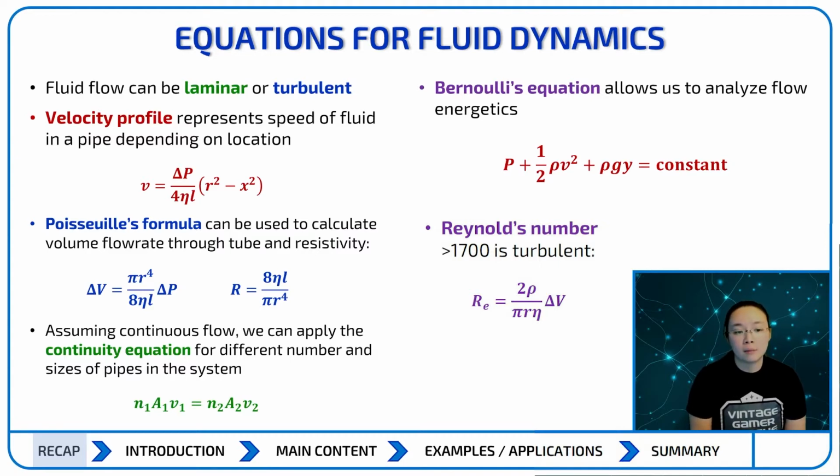And finally, we had the Reynolds number. It's very different from aerodynamics. It's not over 1,000, but anything over 1,700 means that your fluid flow is turbulent. Re is equal to 2 rho divided by pi r times viscosity multiplied by the change in volume.